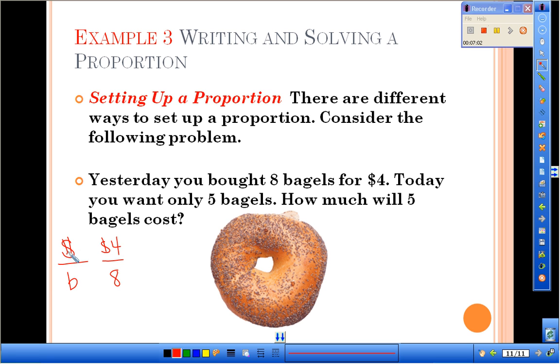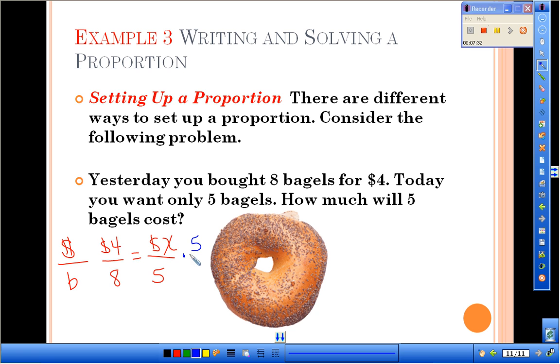Remember, our cost is going to go here in the numerator. We're comparing cost to the number of bagels. And then I'm going to set that equal to how much I'm going to pay today. So today I only want to buy 5. Because my number of bagels is in the denominator, I need the 5 to be in the denominator as well. How much will that cost? That is my unknown quantity. That is my variable.